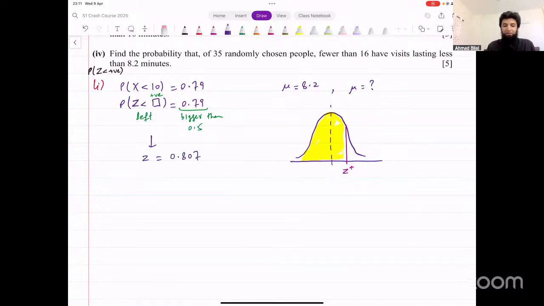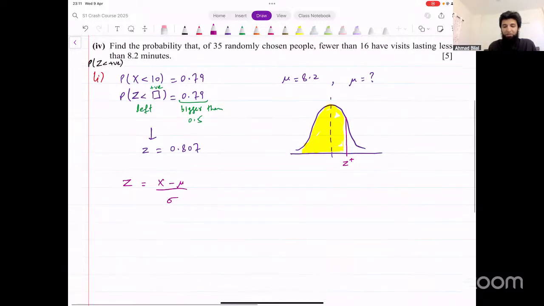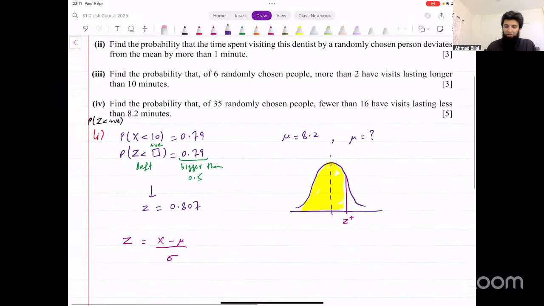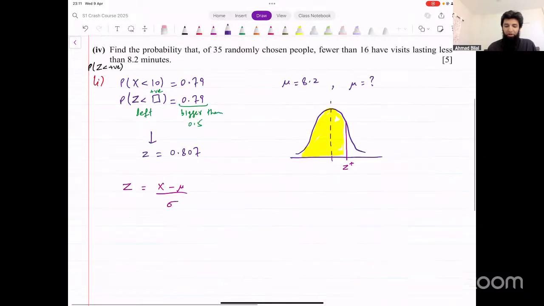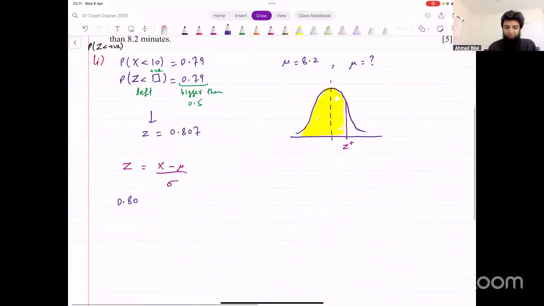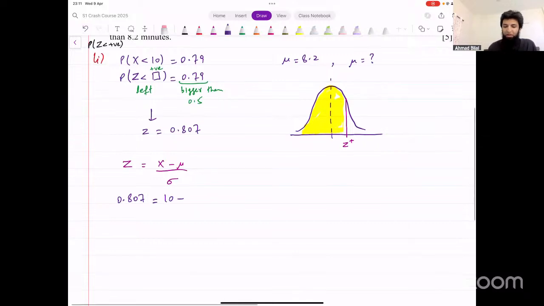Now, if this is the z value, we know that this is a positive value, right? So we just leave it like this, put it in the formula, z equals x minus mu over sigma. Z is 0.807. In place of x, we can put 10. Mean is 8.2, divided by standard deviation. And you can find the standard deviation from this. What's the value of standard deviation?